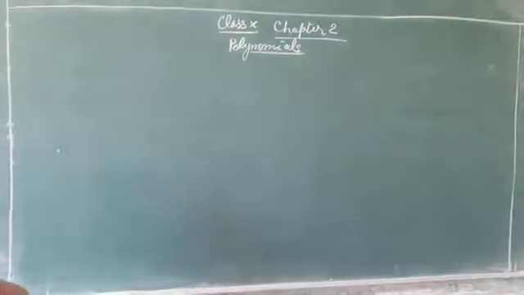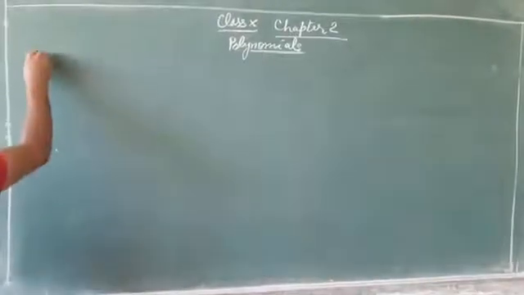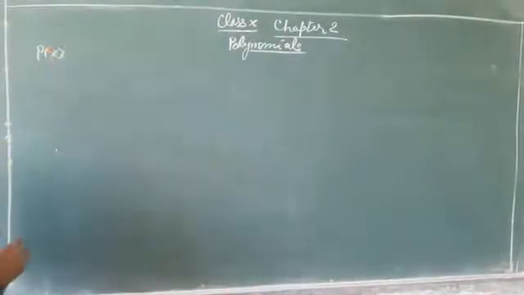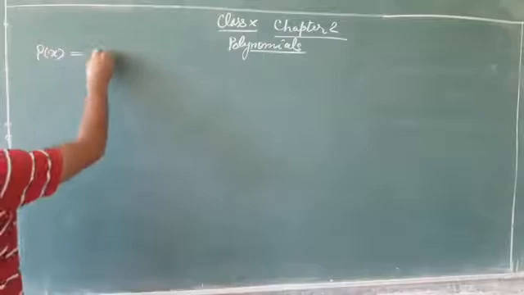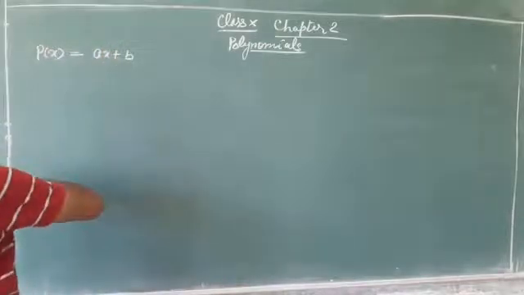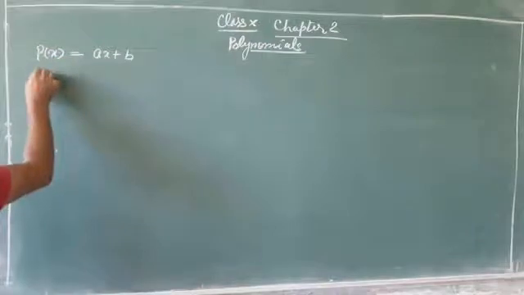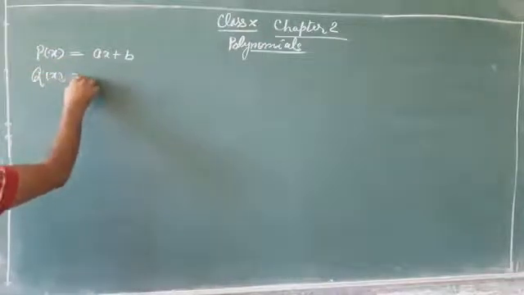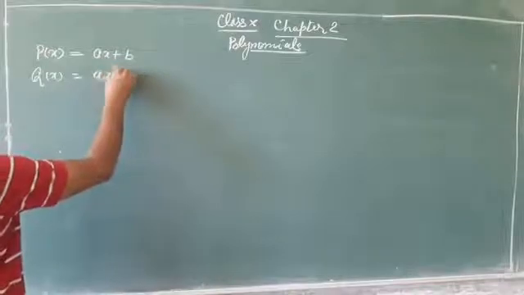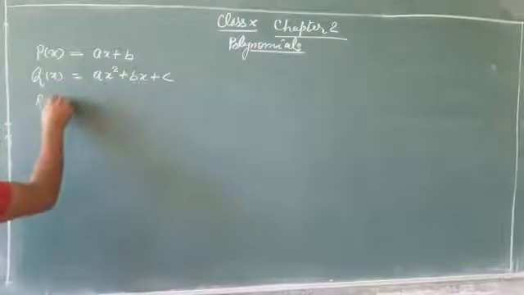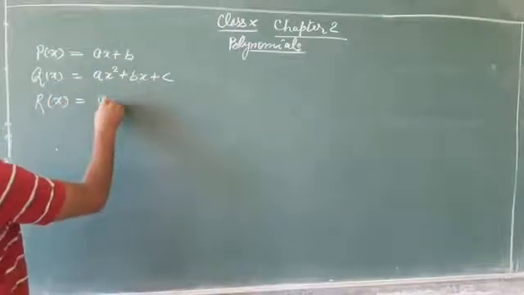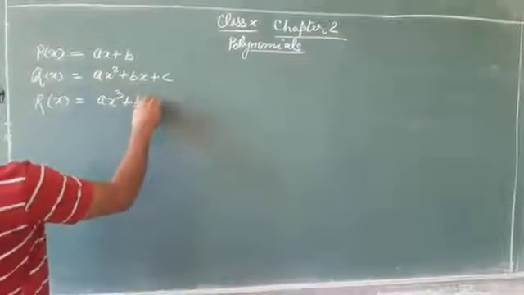As we have studied in class 9, if p of x is written as ax plus b, q of x as ax square plus bx plus c, r of x as ax cube plus dx square plus cx plus d, and so on.